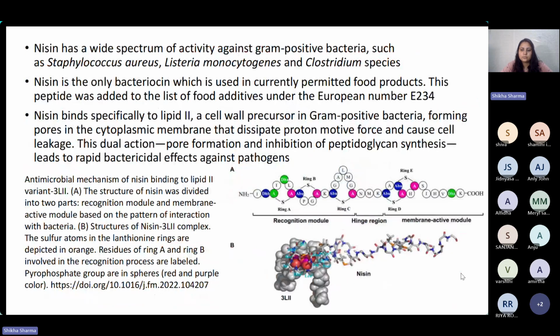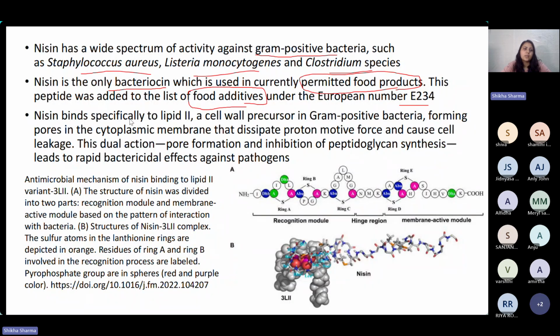So nisin has a wide spectrum of activity against gram-positive bacteria. It is effective against gram-positive bacteria like Staphylococcus aureus, Listeria monocytogenes, and Clostridium species. It is the only bacteriocin which is permitted by the food authorities. This peptide is added to the list of food additives under the European number E234. So this is the only bacteriocin which is permitted.